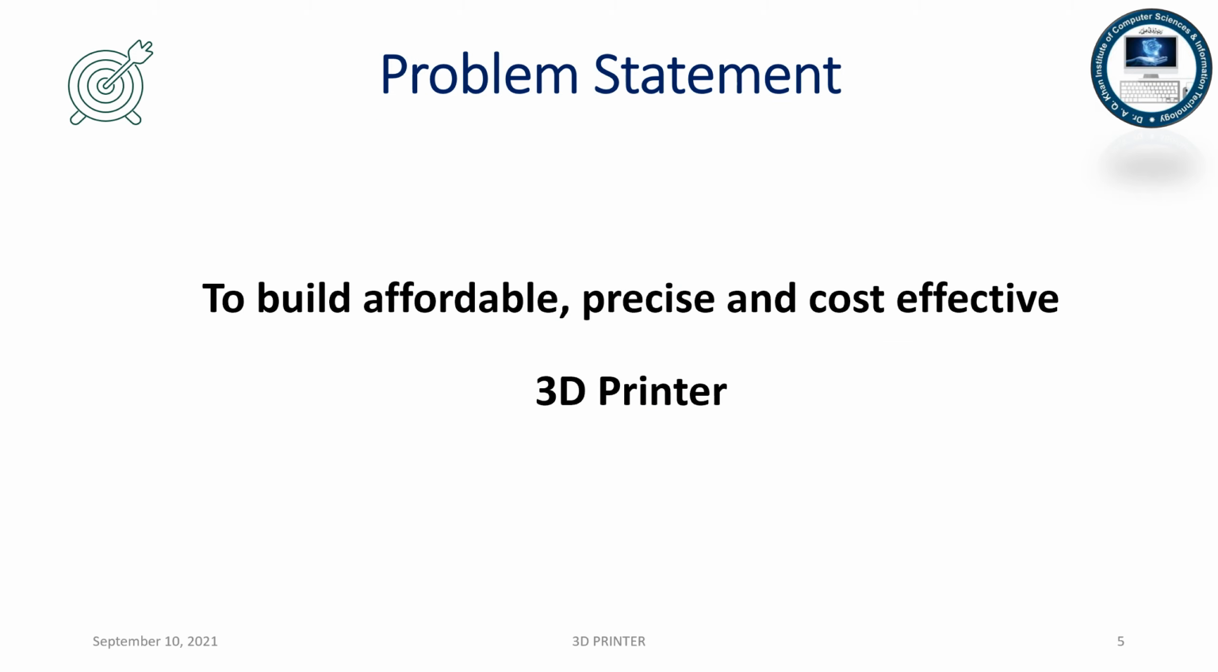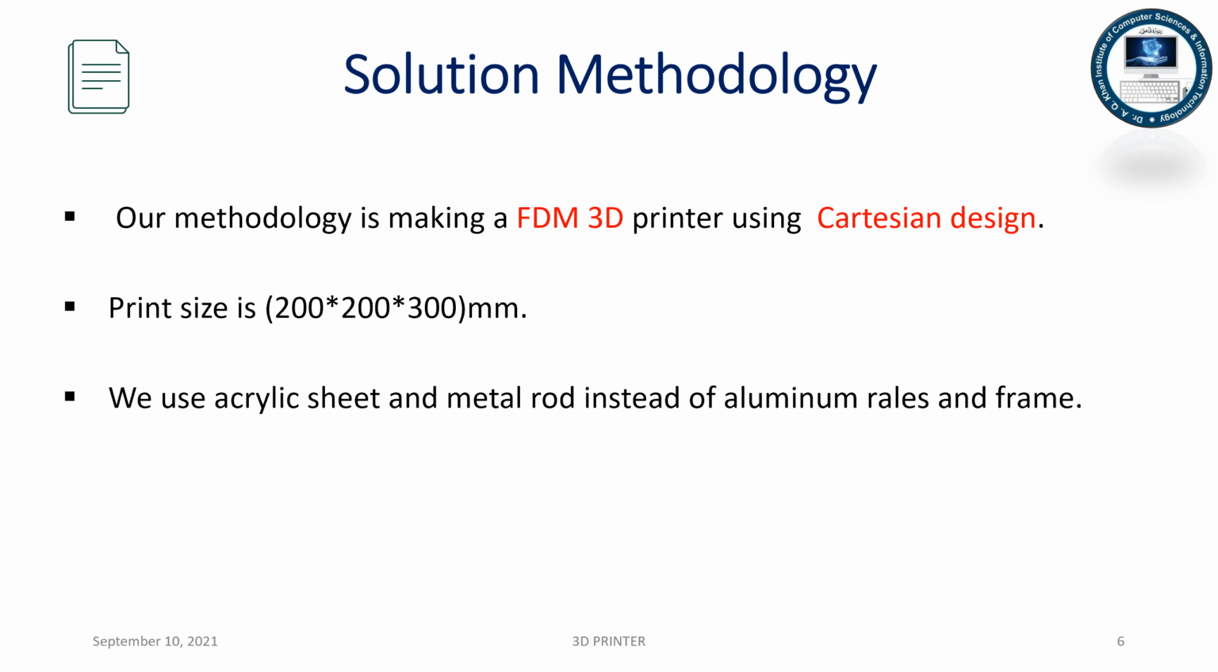object. Our problem statement is to build an affordable, precise and cost-effective 3D printer. Our solution methodology is making an FDM 3D printer using Cartesian design. Our maximum print size is 200 by 200 by 300 mm, and we use acrylic sheet and metal rod instead of aluminum rails and frame to reduce our build cost.